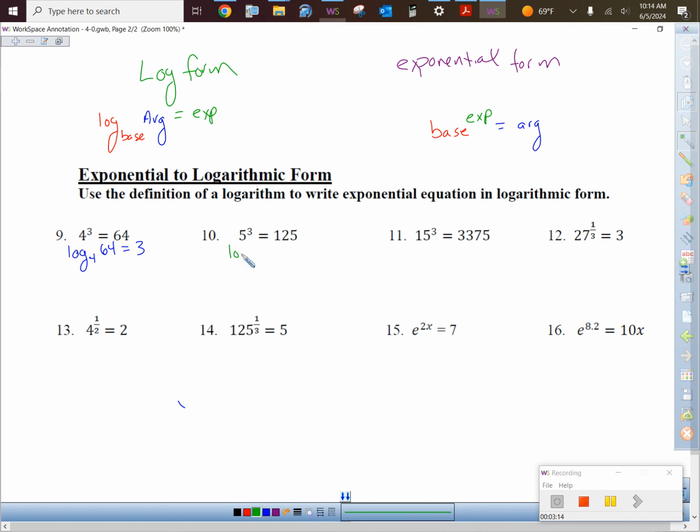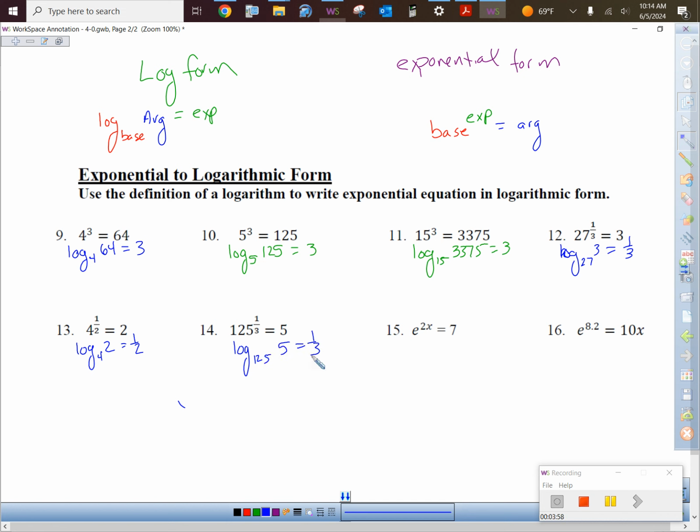So if I do that again, I need to bring in my log. The base is 5. Then the 125 is the argument, and that's got to equal the exponent in that case. So log base 15, sorry about that, base 15 of 3375 equals 3 in that case. And then the log base 27, argument is 3, equals 1/3. No matter how weird they go, that's the situation. The log base 4 of 2 is going to equal 1/2. Log base 125 of 5 equals 1/3.